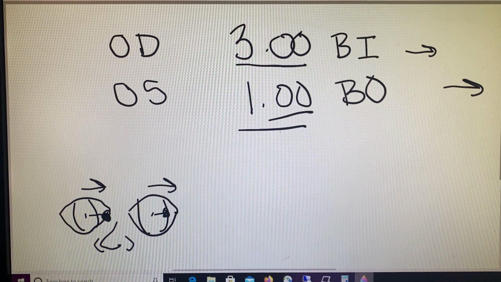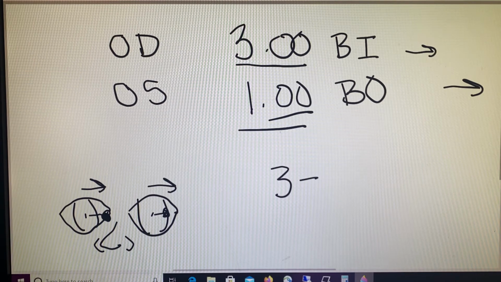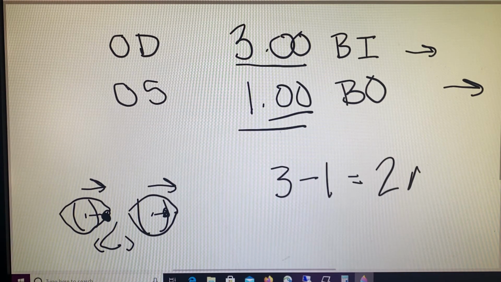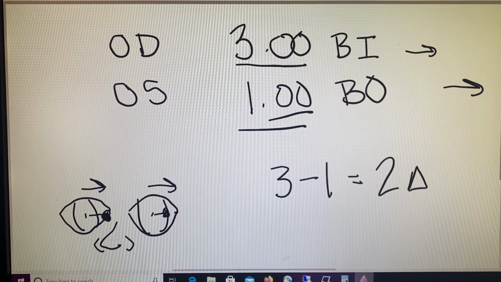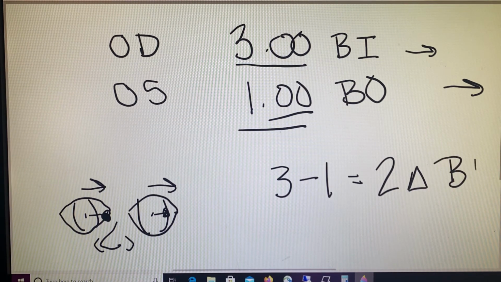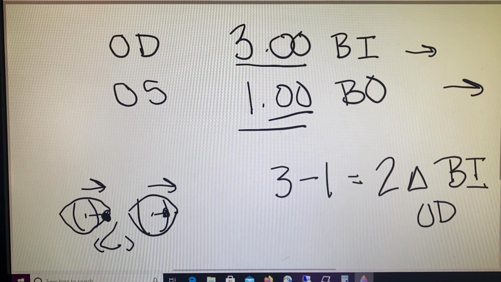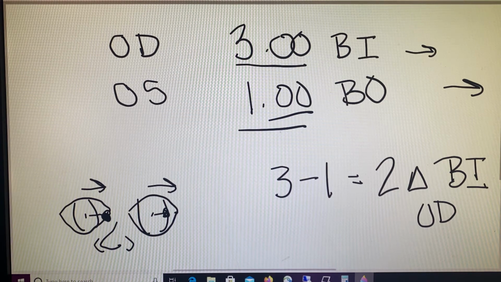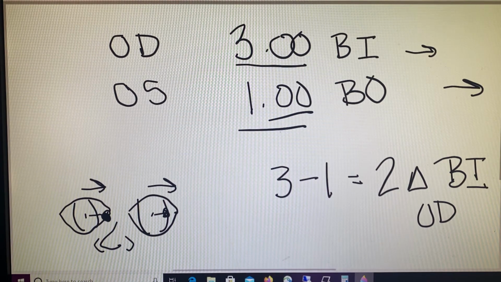So if we take 3 minus 1, we find that there are 2 diopters of prism left, and those are base in, and that still then is in the right eye, because our 1 diopter of base out did not completely cancel out that movement from the 3 diopters of base in the right.